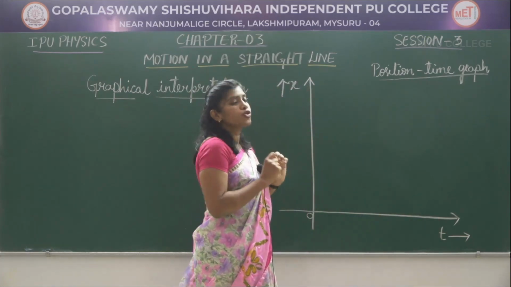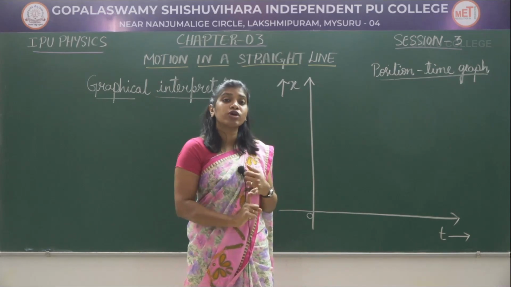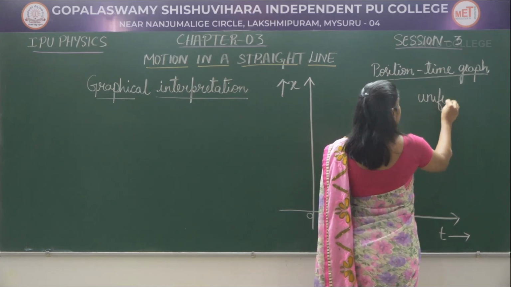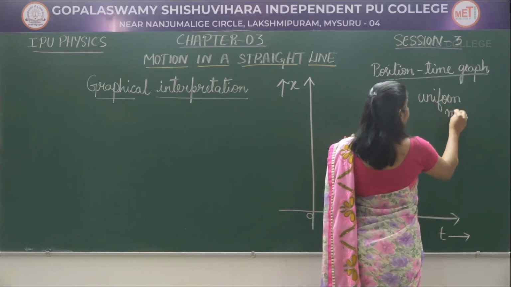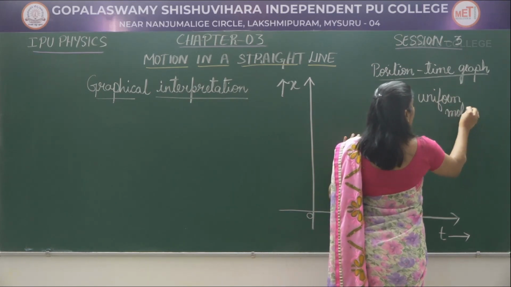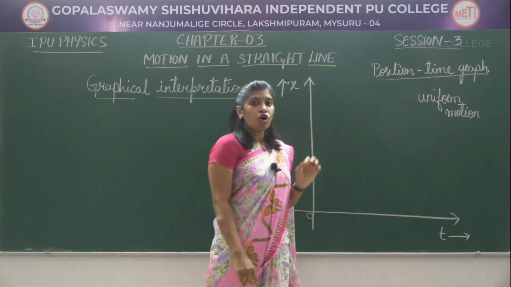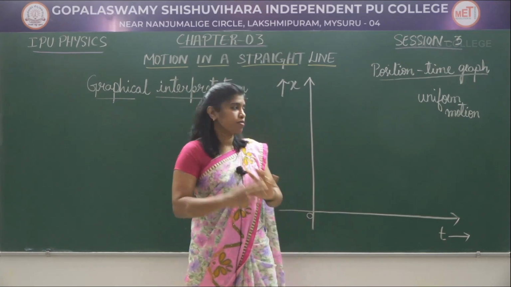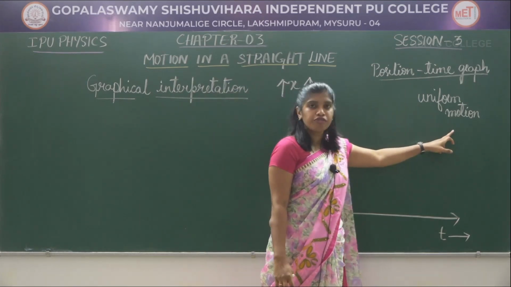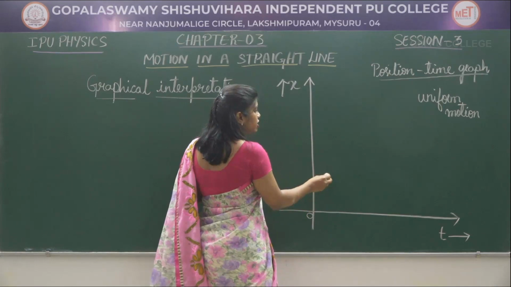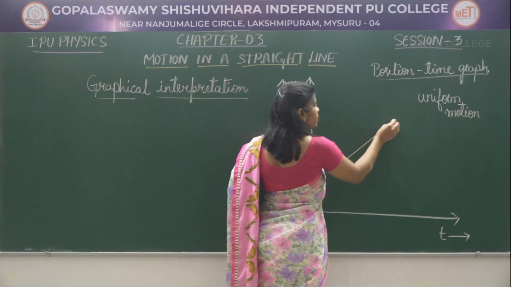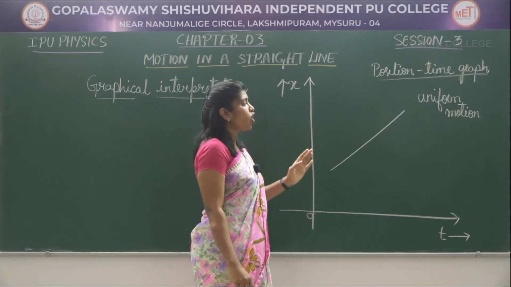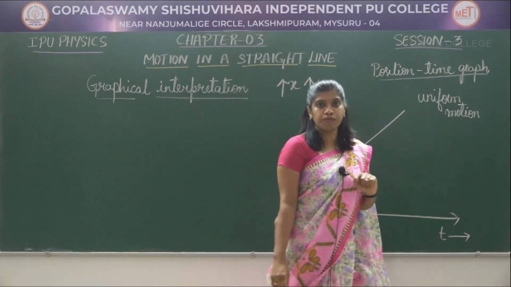Now, in the first case, I am going to consider a uniform motion. As we have already studied, uniform motion is a motion of the body in which the body travels equal distance in equal intervals of time. So, considering a uniform motion, I am going to get a straight line. So, this is the position time graph I have got for a uniform motion.